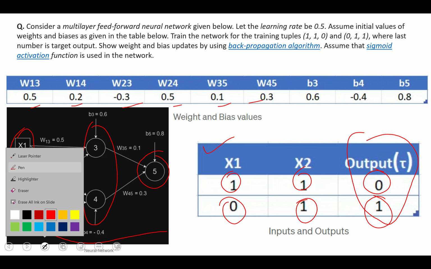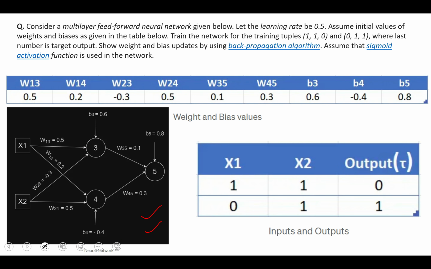Now all the notations in this diagram are already done, that you can see. Everything is given. Learning rate will be 0.5, the training tuples will be 110 and 011. It is already written here, and all the things are already written over here. So this is the numerical, and now we need to show how the back propagation algorithm will work.